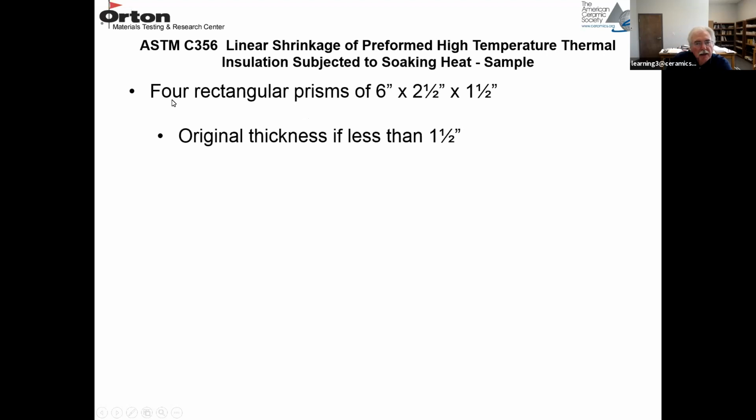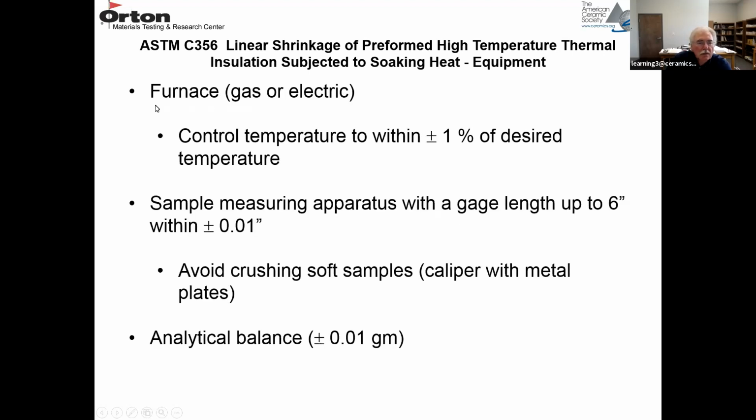For either a fiber blanket or a fiber board, you cut a rectangular prism 6 inches long, 2.5 inches wide, and the thickness is 1.5. Now, if you only have an inch thick fiber board or blanket, you use that original thickness, so it could be less than 1.5 inches. You can use a gas or electric furnace in this test method. You have to control the temperature fairly accurately to within 1% of whatever test temperature you're using.